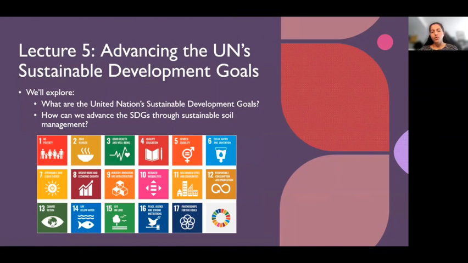Here we're going to just give a general overview of the goals, but we're gonna focus on the second goal, which aims to end hunger, achieve food security, and improve nutrition all over the world, and promote sustainable agriculture. So here is kind of like a summary of all the things that we've learned or that we're gonna learn throughout the lectures.